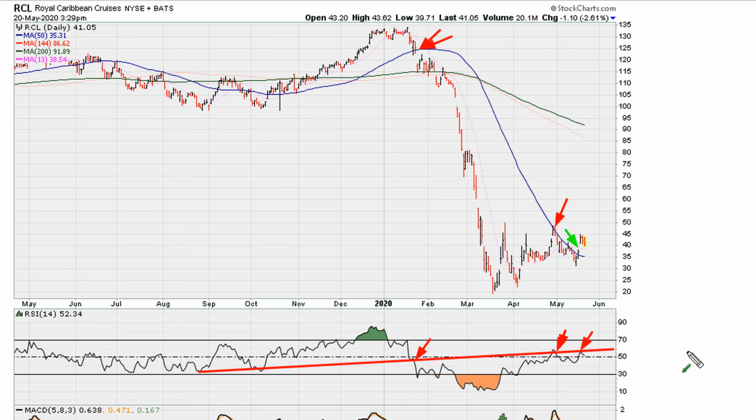Now, of course, time will tell which one is more accurate, because it doesn't mean that the 50-day moving average is wrong, because down the road the RSI can move above the red line and prices can continue moving higher. But for now, in my opinion, the RSI is proving to be more reliable.